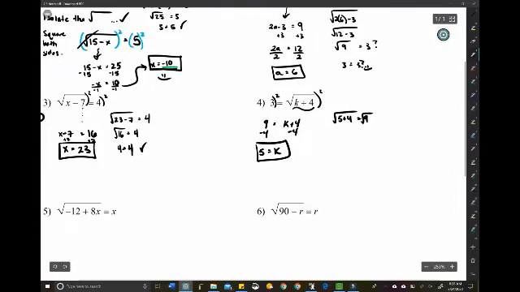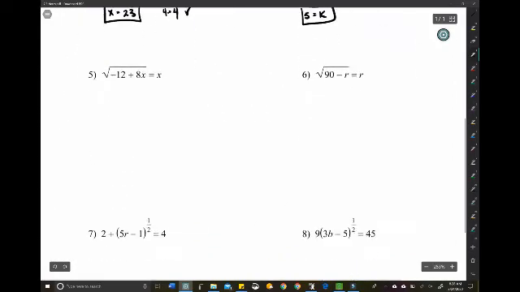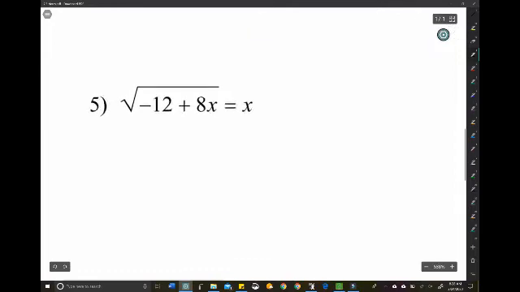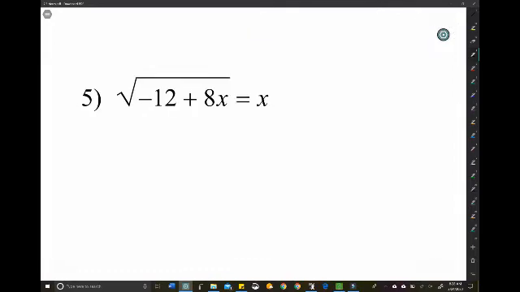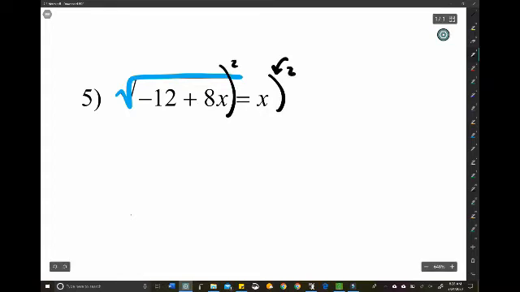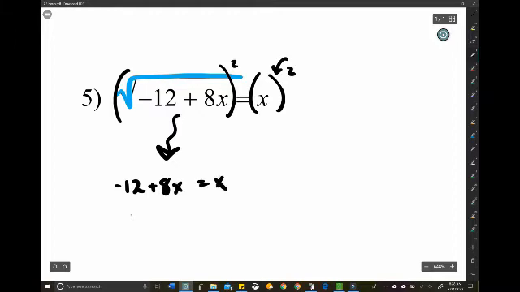Now they get a little more challenging. Here are the more challenging ones, 5, 6, 7, 8. After the easy stuff's taken care of, it always gets a little more challenging, but it's the same idea. First, isolate that radical, get it by itself. That's already taken care of, only now we have an x on the other side. We're still going to do the same thing: square both sides. The middle part's just going to come out: negative 12 plus 8x. Now we have x squared.